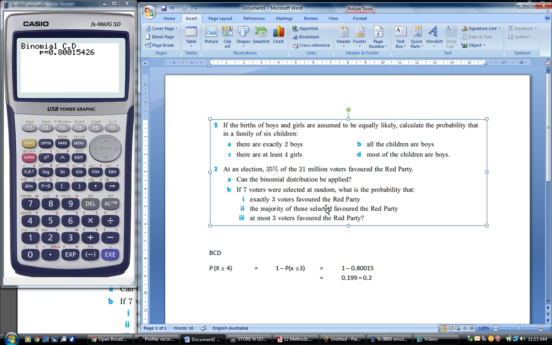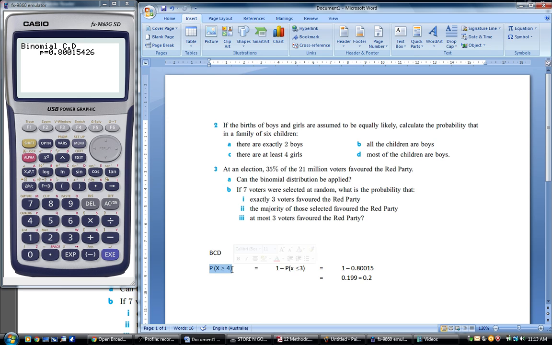So that's just another way of using the BCD function. It's just having an awareness of, if it's asking us the probability of x being greater than or equal to 4, we can change it and still use the same probability, as long as we understand we can write it like this: 1 take the probability of x being less than or equal to 3.